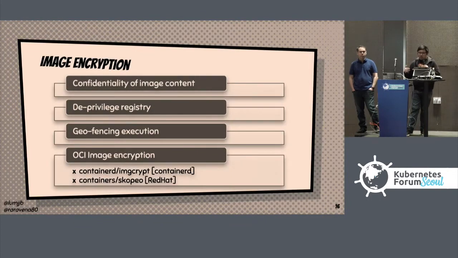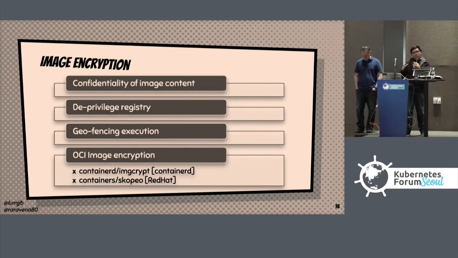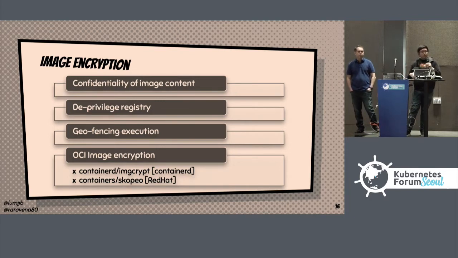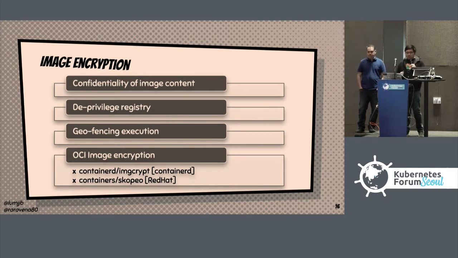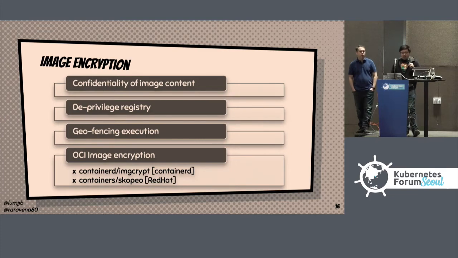So we just talked about integrity of images. How about confidentiality of images? This is what image encryption is here for. The idea is that the image content is confidential. So in the event that, for example, Docker Hub or your registry is compromised, the content would still be confidential. If you have any proprietary code, any secret algorithms, and so on, this is what it's for. And you can play with this today in containerd as well as Red Hat tools like Skopeo.